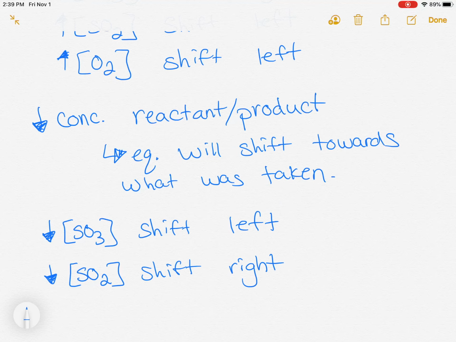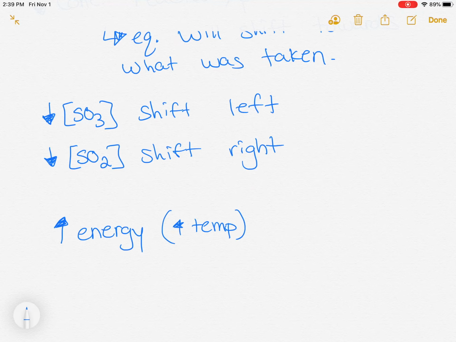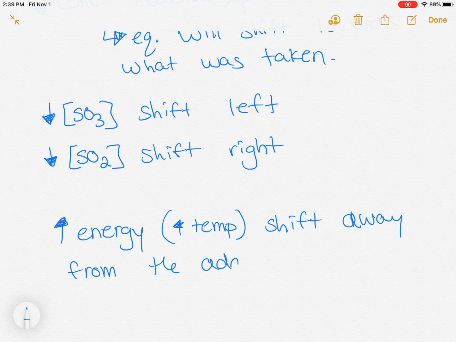Okay, so that's one of the changes that we can make to our reaction. We can increase or decrease the concentration of a reactant or a product. The other way that we can make changes to our reaction is by changing energy. And changes in energy actually work the same way. So if we increase the energy, which means we increase the temperature, we will shift away from the added energy.